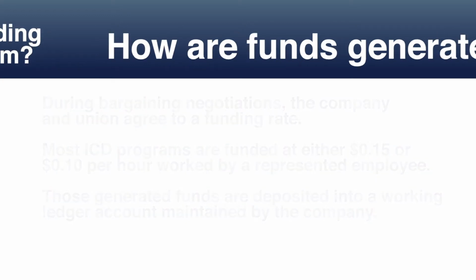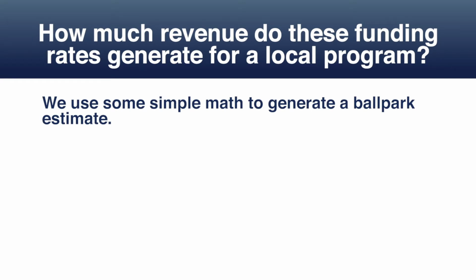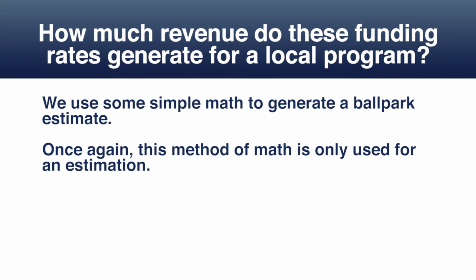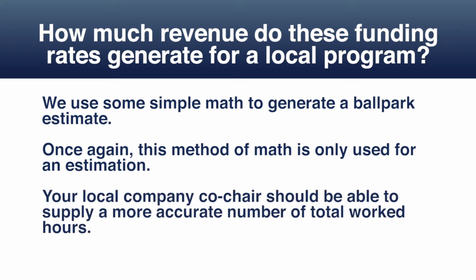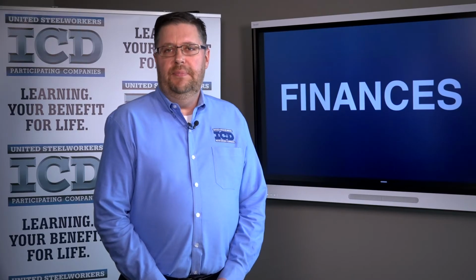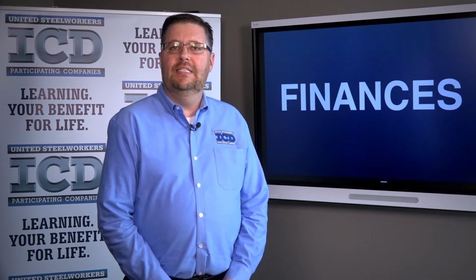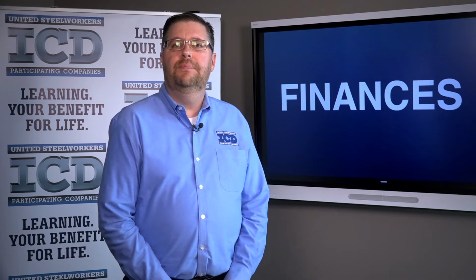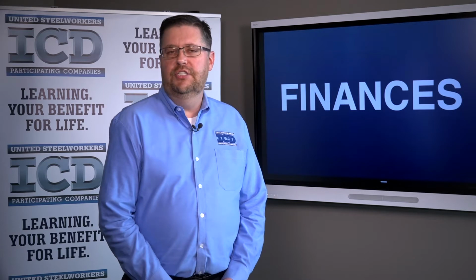You may be wondering, just how much revenue do these funding rates generate for a local program? Here at the ICD National Office, we use some simple math to generate a ballpark estimate. Once again, this method of math is only used for an estimation. Your local company co-chair should be able to supply a more accurate number of total worked hours. So let's do some easy math. We just stated before that the funding rate of 15 cents or 10 cents per hour worked is normally used depending on negotiations. So first, you'll need to find out the funding rate at your location.